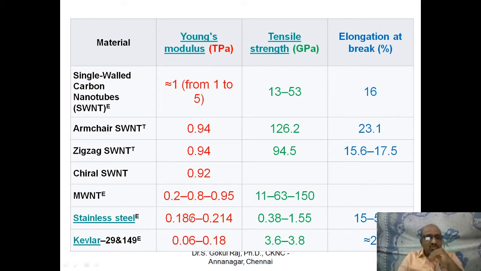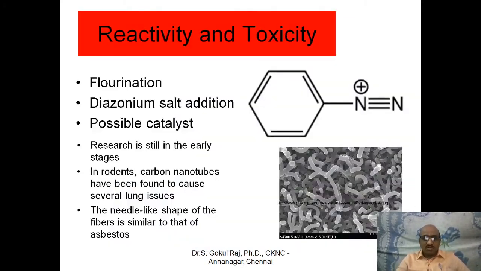whether it is a rolled one or it is a sheet. You see that when I want to compare the tensile strength of stainless steel and Kevlar, it is around 1 and 3, whereas the carbon nanotube has 10 fold, which is a very large amount. Then the elongation at break is around 15 to 50, whereas the elongation at break of the others is very much lesser. So these are the advantages of carbon nanotubes, right?